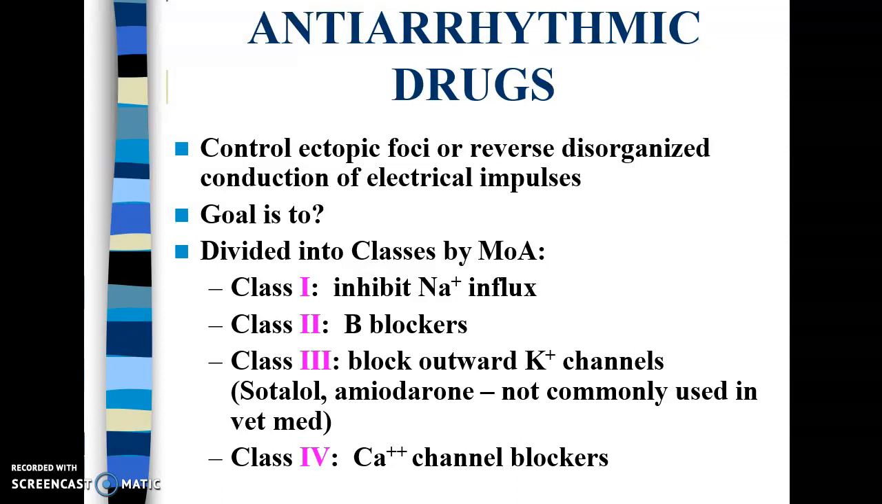And then class 3, and these are two that we don't commonly use. There's a condition in boxers that we may use these for, but they block the potassium coming out of the cell. And again, help to make it more stable. But we don't tend to use these two. There's sotalol and amiodarone, and we'll talk more specifically about them, but they are not used so much as antiarrhythmic drugs, at least in animals. In humans, they're used a bit more. And then class 4 are calcium channel blockers.